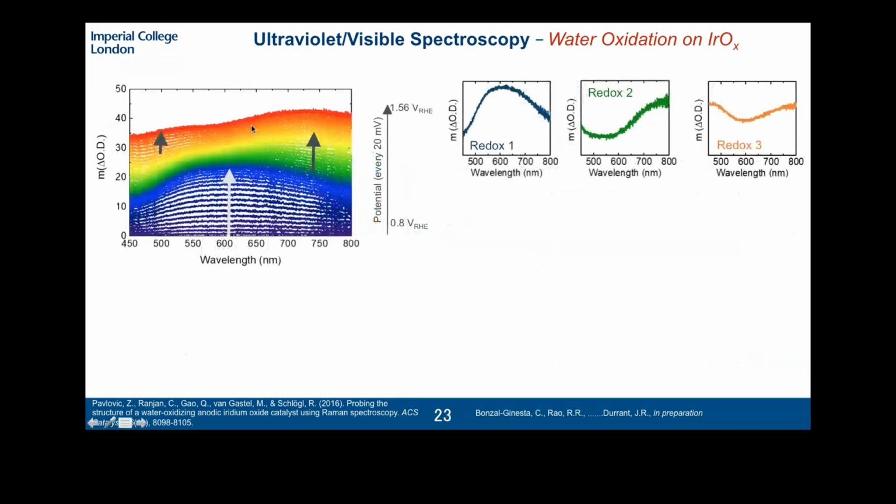So if we were to look at the spectrum more closely, we can see that at low potentials, we have a growth in the feature at about 600 nanometers. And here are the pure component spectra corresponding to these changes. So the first transition has this feature at about 600 nanometers. And then going to more intermediate potentials, you have this increase at about 750 nanometers or so.